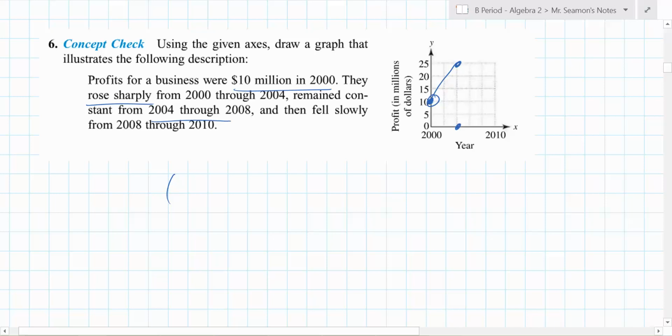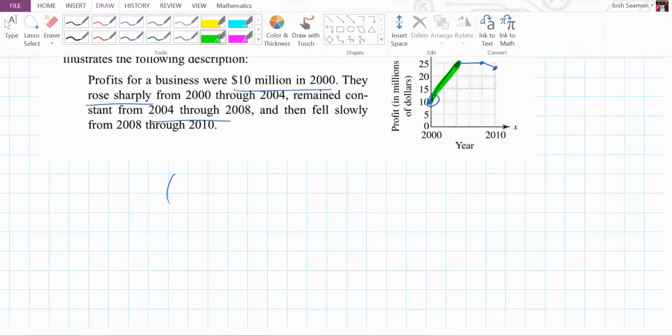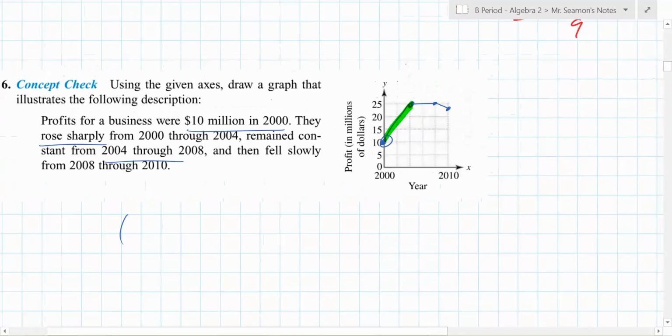Remained constant from 2004 to 2008. So what does that mean the slope is going to be? Or what's it going to look like? It's going to be 0 till 2008. And then fell slowly from 2008 to 2010. So maybe not as steep as before. So maybe something like that. So that could be what it looks like. Because what does this mean? Relative to the other slopes, what phrase does that correlate to? What 2 words? Rose, what?